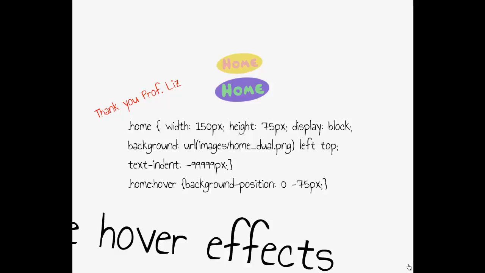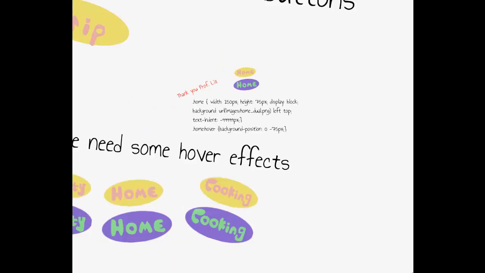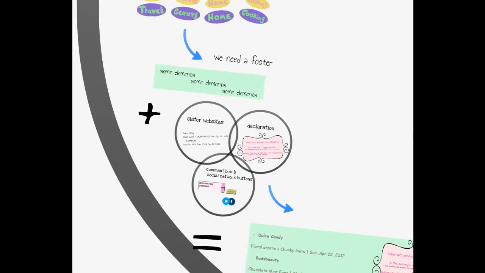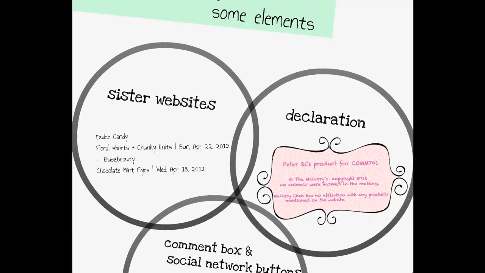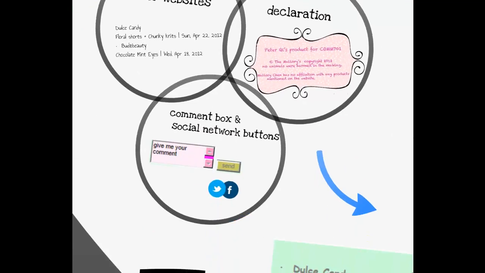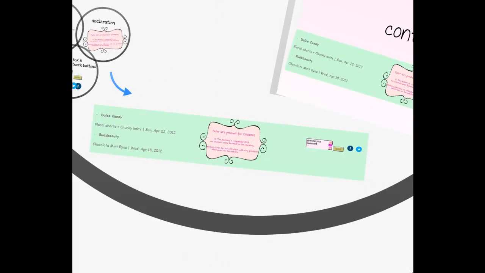Actually, we need to save the 2 button images into one PNG file with a 150 pixels height. The normal look is the yellow and pink one. When your mouse hovers by, it will reveal the negative 75 pixels, which is the lower part, the purple and green one. Now we need a footer, a green strip, a sister website, a declaration board, a comment box, and social network buttons consist of this footer.